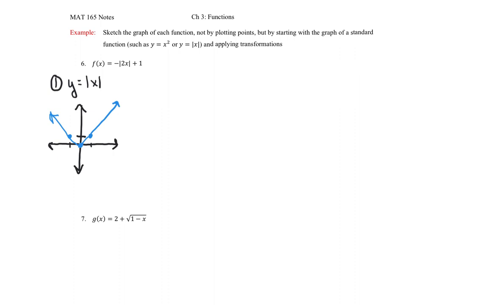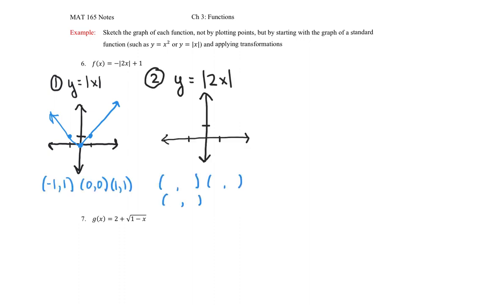Let's first start out with a few key points to the first graph. And since this is a horizontal shrink, once again, let's multiply each x value by 1/2. And we'll plot these points. And our graph so far will look like this.